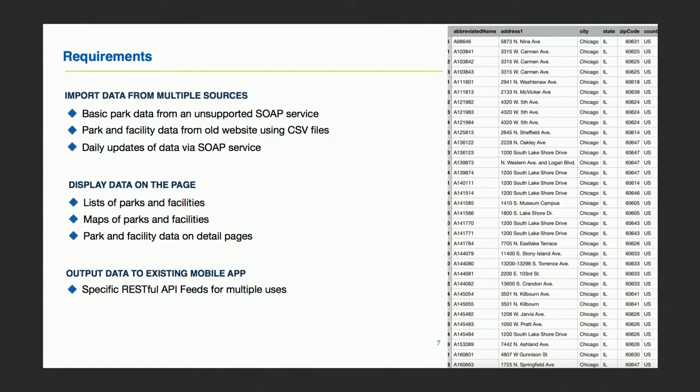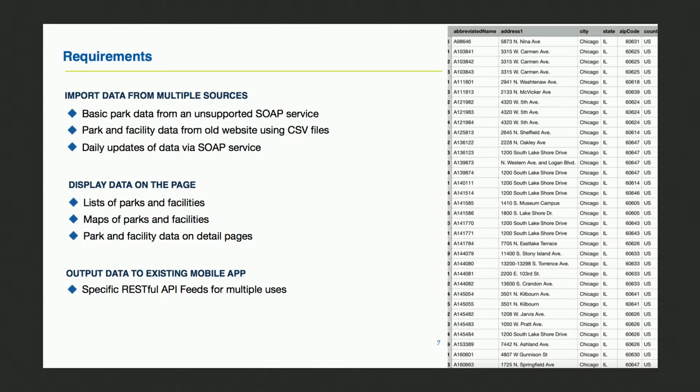Then, after we had all that into Drupal, we had to display lists of parks and facilities so people could find the ones by name or closest to them. Then the maps for those lists, either side by side or just maps on the parks themselves with all the facilities within the park. And then, of course, on the detail pages.